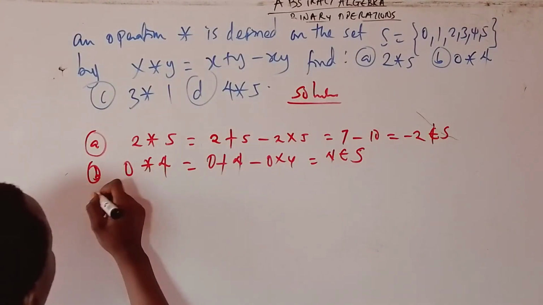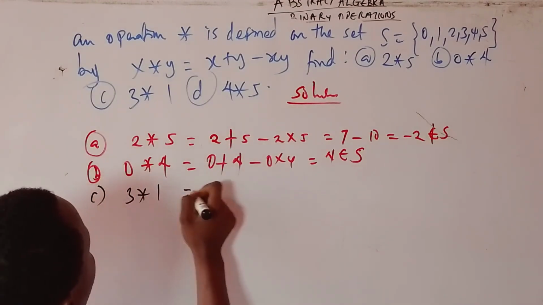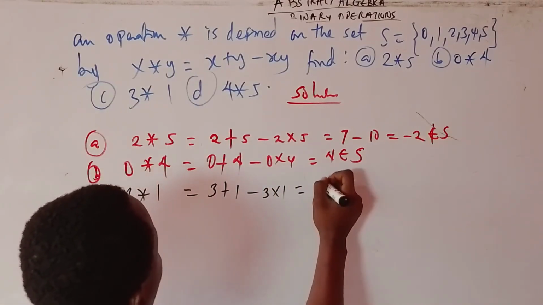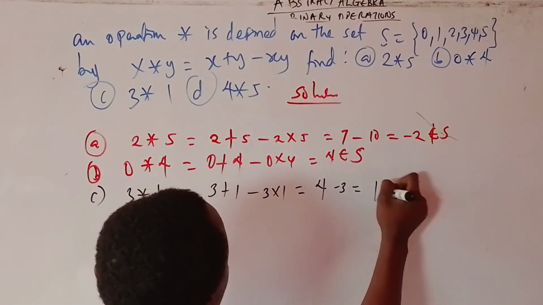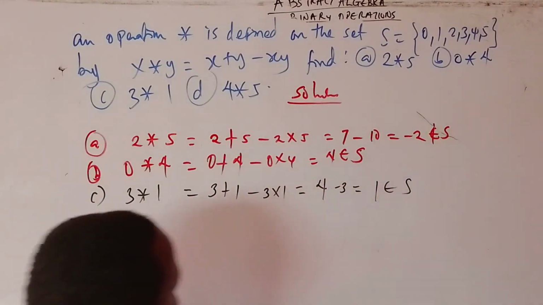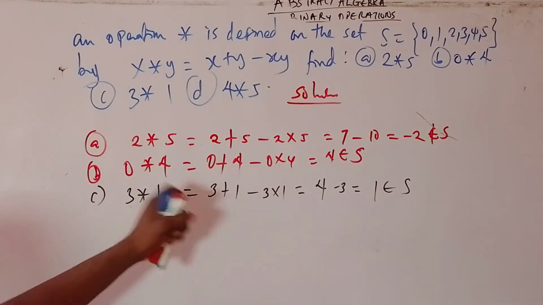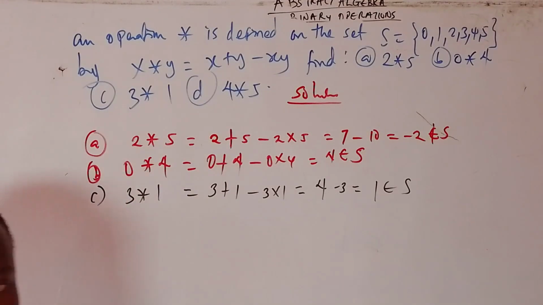The third one, C, you have 3 asterisk 1, so that will be 3 plus 1 minus 3 times 1. So this will be 4 minus 3, which is 1. So 1 is a member of what set? It's a member of S. So when X is 3 and Y is 1, then S is closed under the operation asterisk.